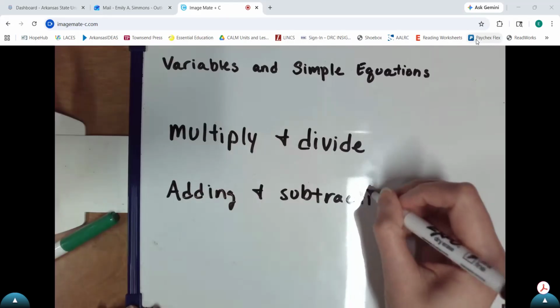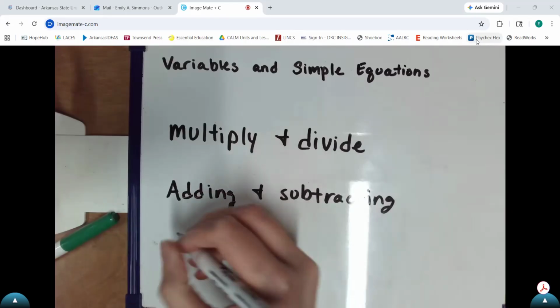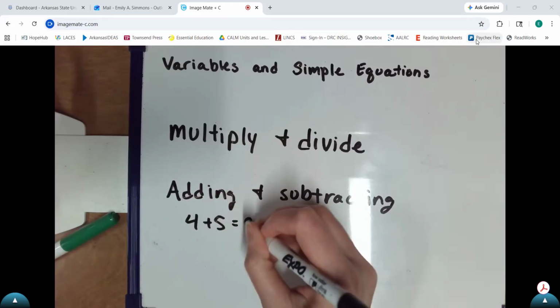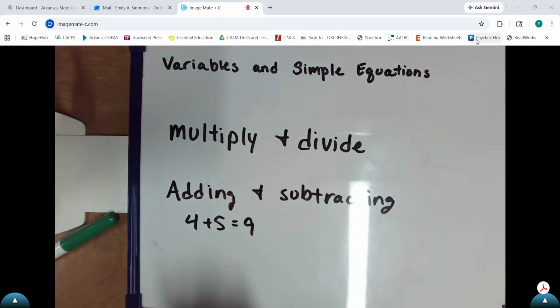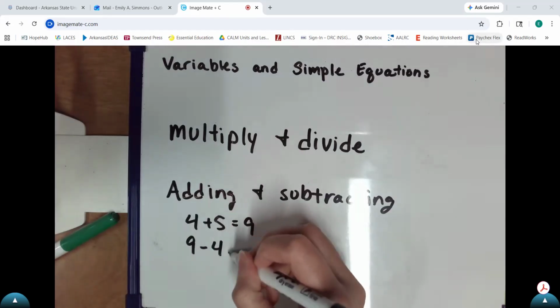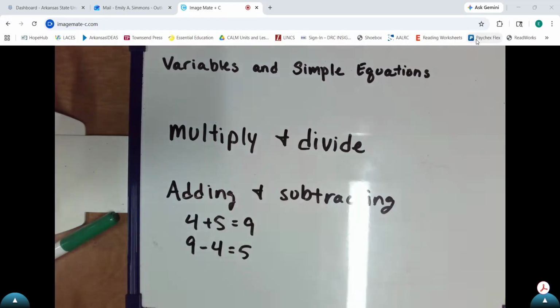And this is kind of the same thing. If I had 4 plus 5 equals 9, the inverse of that would be 9 minus 4 equals 5, or 9 minus 5 equals 4. So they go hand in hand, they're just different ways to get to the same thing, or opposite ways to get to the same numbers.